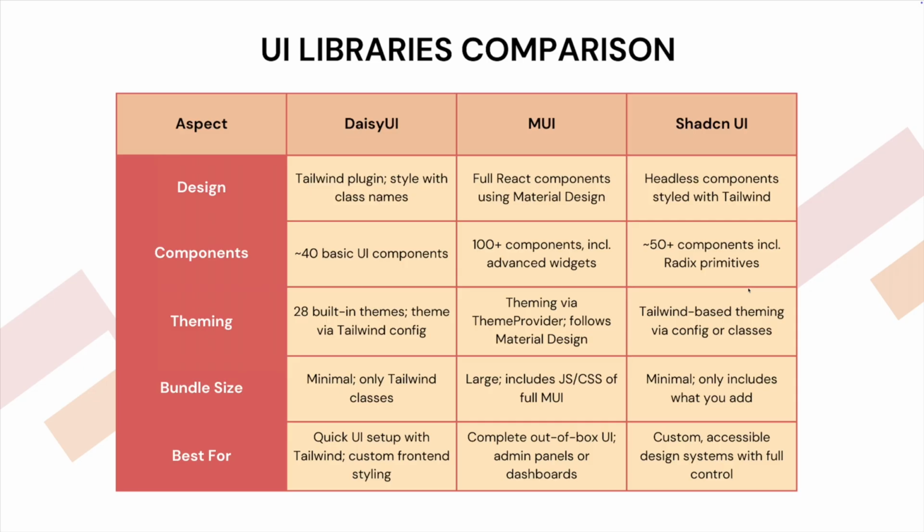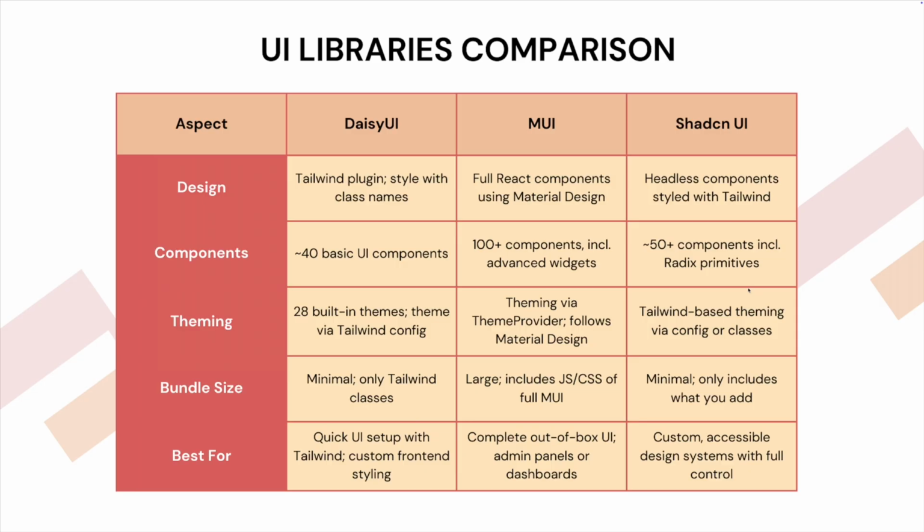Okay, now let's do a side-by-side comparison of these three libraries. The first aspect we're going to look at is design. In terms of design, DaisyUI has a Tailwind plugin and styles with class names. Material UI has full React components using Material Design, and Shadcn has headless components styled with Tailwind. In terms of components, DaisyUI has around 40 basic UI components, Material UI has 100 plus components and advanced widgets, and Shadcn UI has around 50 components. So as you see, Material UI is the most complete UI library with a bigger set of components.